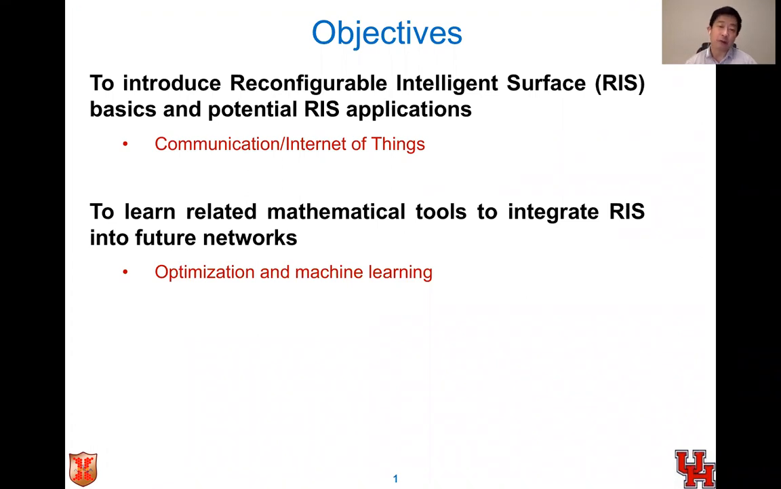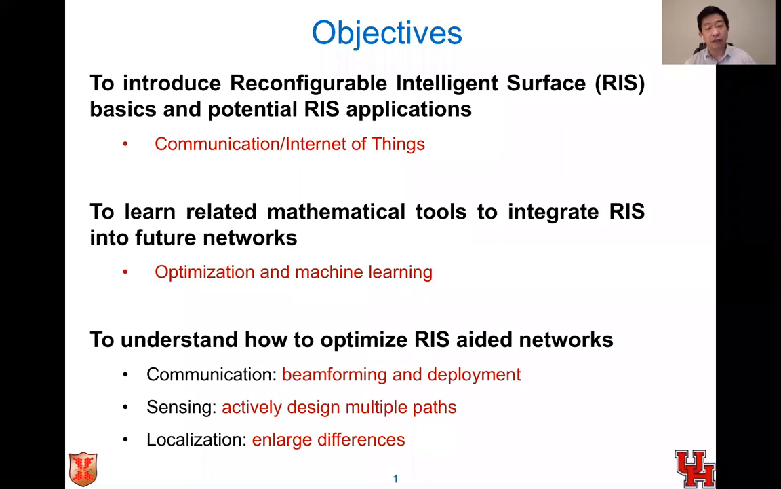Because I'm a resource allocation guy, let's talk about the related mathematical tools. So we talk about optimization and machine learning, just some basics, even though I know many of you already know them. But allow me to use maybe 30, 40 minutes to introduce it. And finally, we try to understand how to optimize the RIS-aided network.